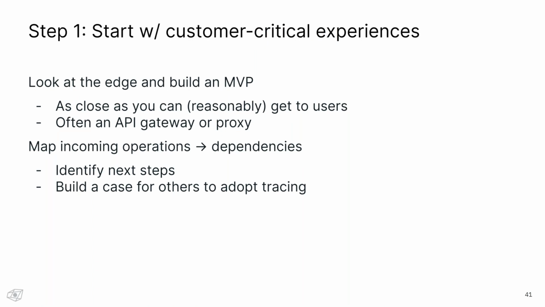You want to start with things that are on the critical path for your users, right? Look at the edge of your system, maybe an API gateway or a proxy. Figure out, how do you instrument that? Maybe pick the most important services on that and start instrumenting those. And that helps you build a case for going further and further and adding more and more.